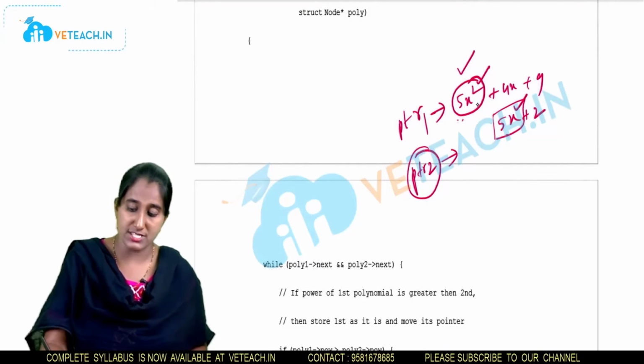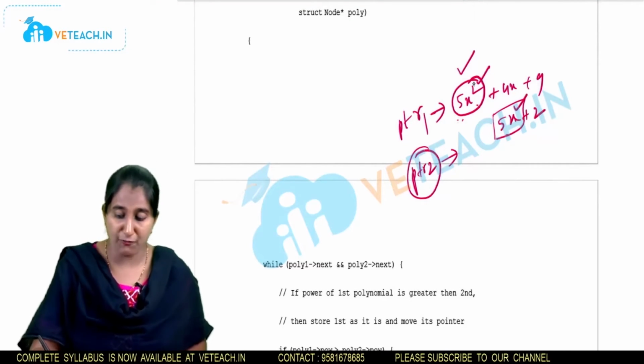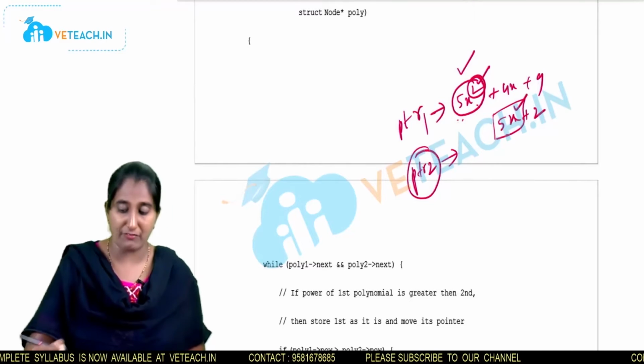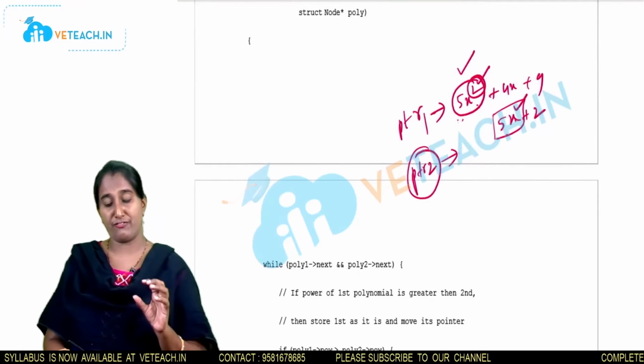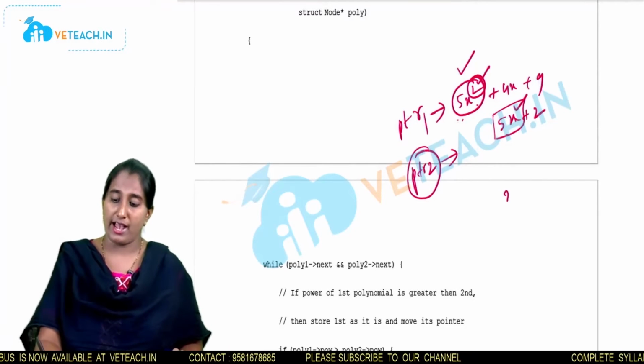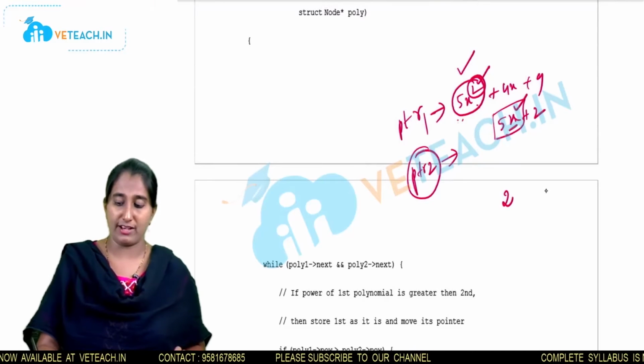Whenever we consider these two nodes, first of all we should check the exponent. What is the power field of the 5x square? 2. And what is the power field of 5x? 1.